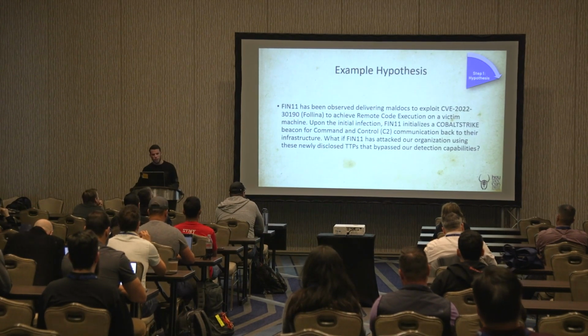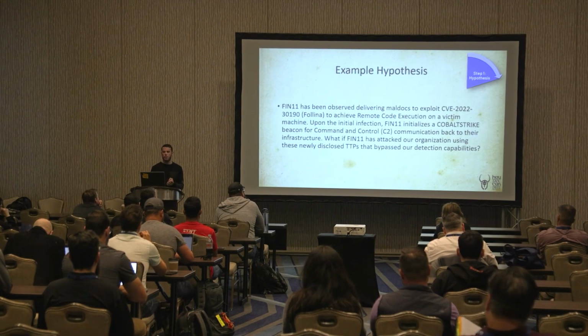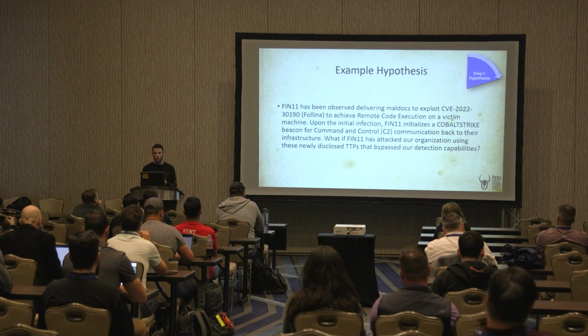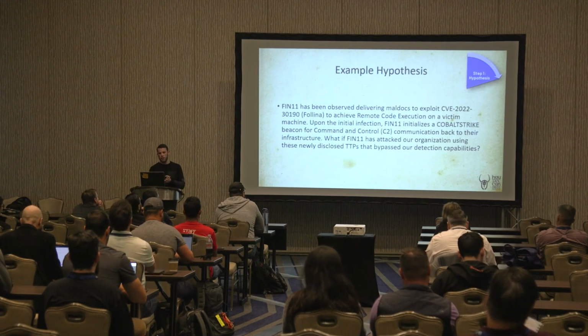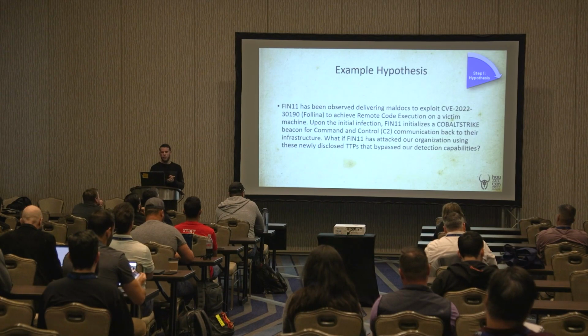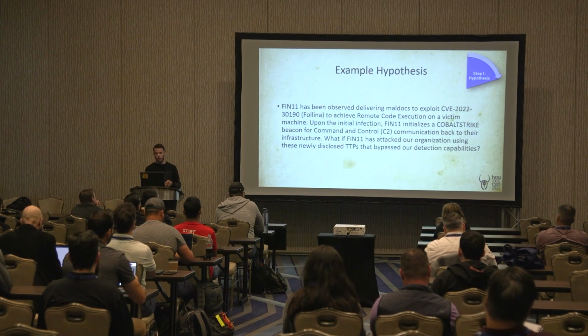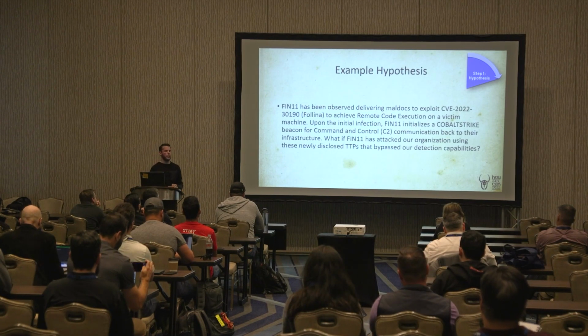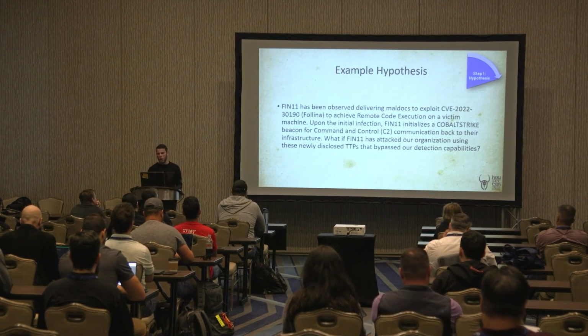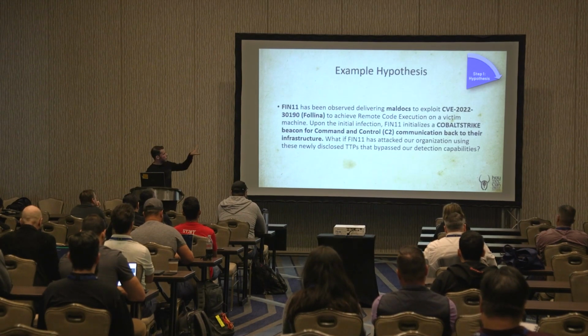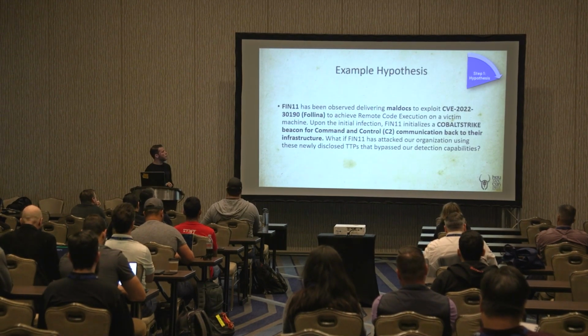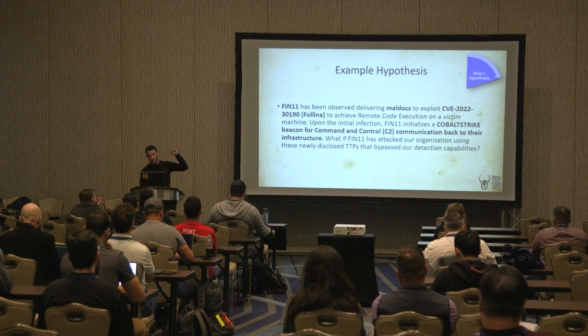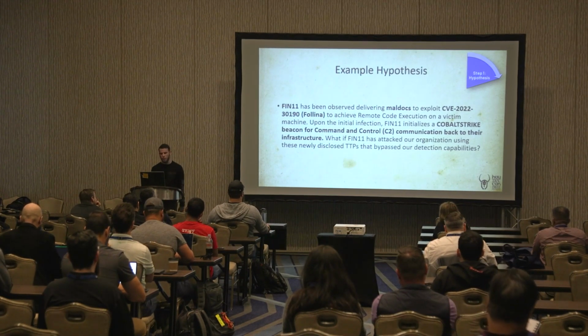So this example is an example hypothesis about Fin11, who has been observed delivering maldocs to exploit the Follina vulnerability. They're trying to achieve remote code execution. And after they get RCE, they decide to deploy Cobalt Strike for C2 communication. So our hypothesis is, what if Fin11 has attacked our organization using these newly disclosed TTPs that bypassed our detection capabilities? Pretty straightforward. Some things to highlight here. We call out the threat actor, right? We're talking about Fin11 in this scenario. We call out TTP, so maldocs, CVE 2022-30190. We call out the fact that Cobalt Strike is going to be used as well.